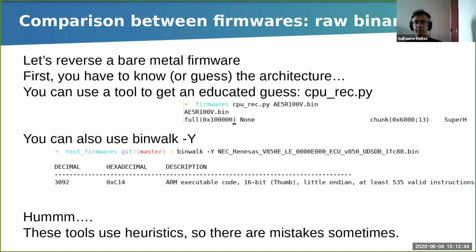If you start binwalk on another binary, it will tell you, oh, this binary is an ARM program in assembly mode. This is right here. And this is a bad guess, because as you can see in the name of the file, I renamed it. In fact, it's a Renesas V850 architecture. So you should be careful with these tools. That's why I say it's better just to read the markings on the CPU. So yeah, it works, but sometimes it doesn't.